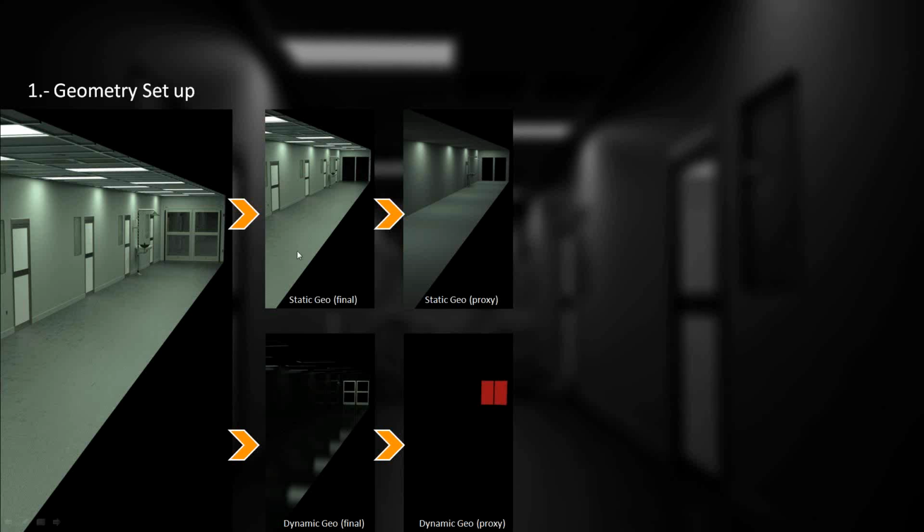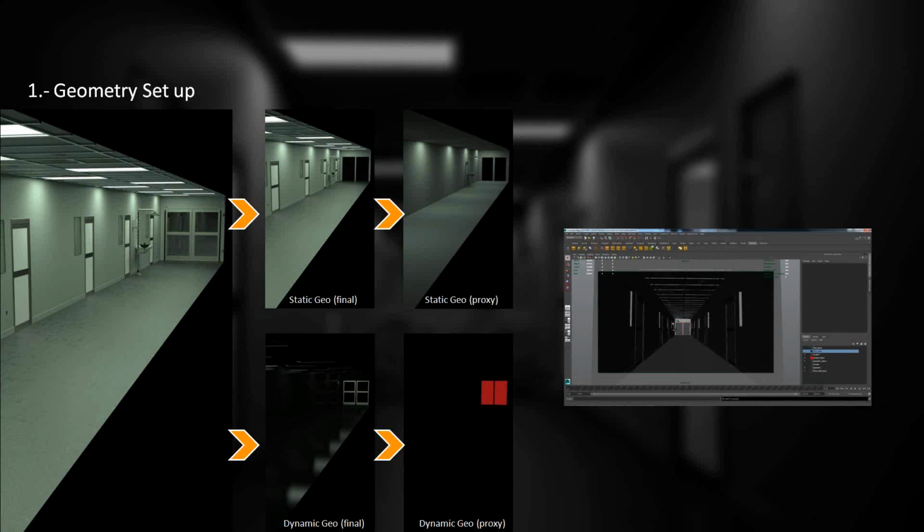So we're going to distinguish between this static geometry and this dynamic geometry. We're going to work with separate objects. We're even going to cache this data in different files when we bring them into Maya.